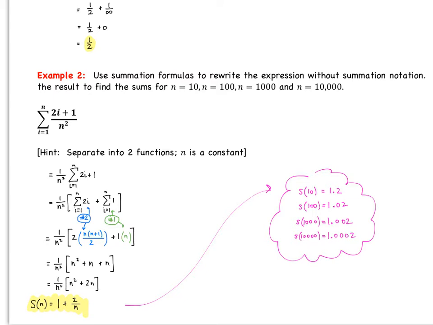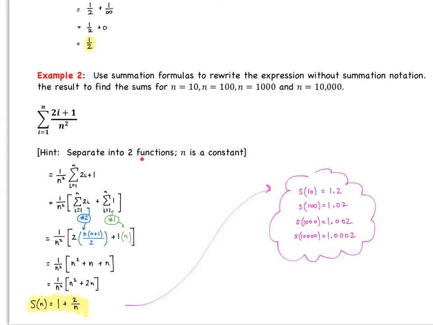The next example is where we're going to use that table up above to use those summation formulas to rewrite an expression without the summation notation. So we're going to get rid of that summation right here, okay? And in the end, we'll find the sums for when n is 10, 100, 1,000, and 10,000. Okay, so first thing we want to do is somehow rewrite this summation notation and eventually get rid of this notation here.